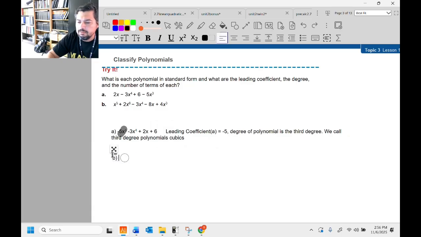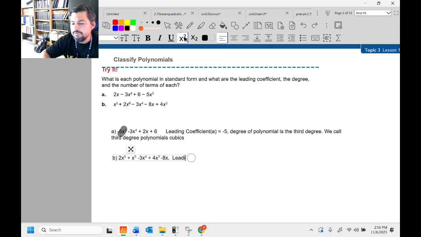Next up is B. B is not in standard form. It's 2x to the 6th. Looks like plus an x to the 5th. Minus 3x to the 4th. We got next plus 4x to the 3rd. Minus 8x. Usually, the only thing that's actually named, as far as I know, that's commonly used is up to the 4th power, which we call a quartic. But we don't name like a 6th degree polynomial. I've never seen it done.